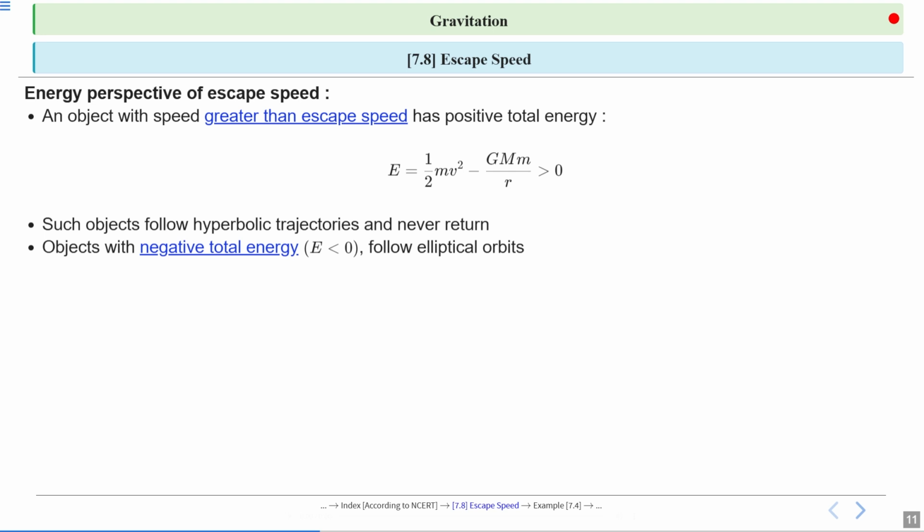Now let's consider objects with negative total energy. It means E is less than 0. When E is less than 0, these objects follow elliptical orbits. This means they are gravitationally bound to the central body, much like how planets orbit the Sun. They don't have enough energy to escape, so they remain in a stable orbit.